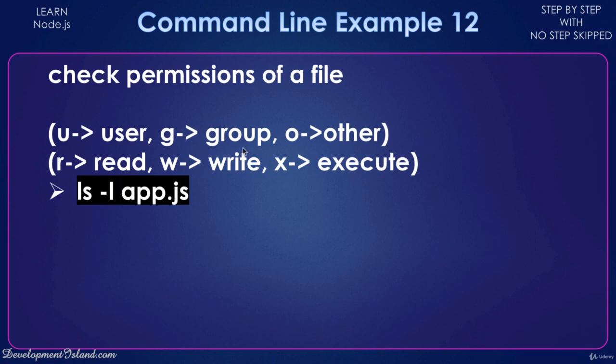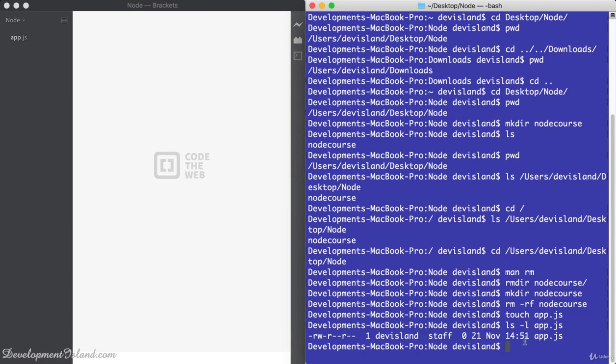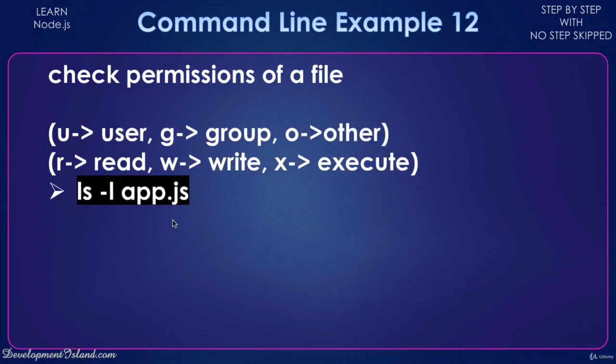Okay, so now to check the permissions, you just type ls and then the option here is -l. All right, so let's try that with our file. So I'm going to try ls -l app.js. And you can see here that we've got read and write for the owner, and then read only for the group, and then read only for everyone else. Okay, so let's move to the next one.